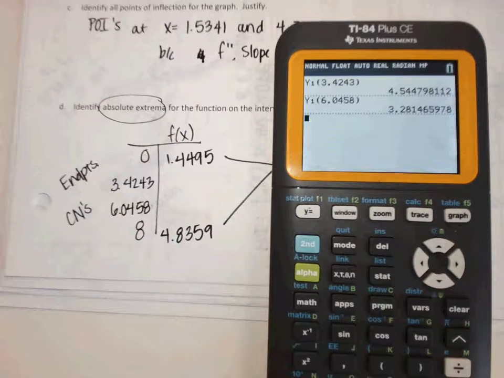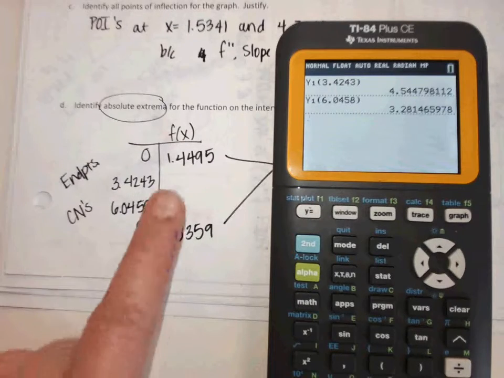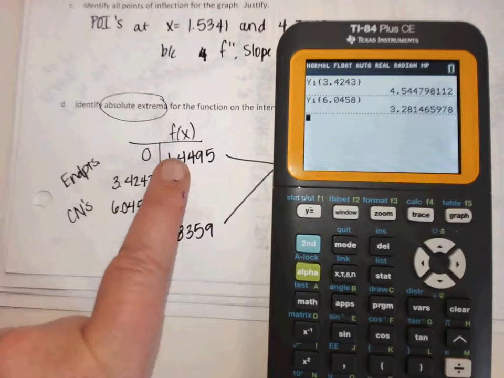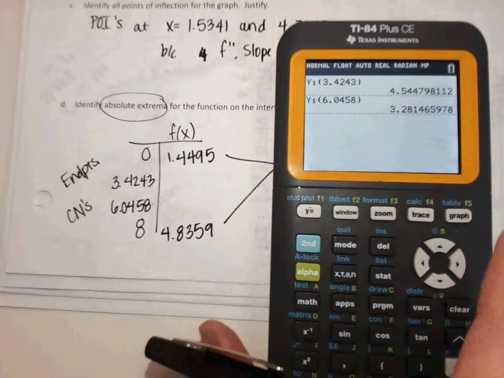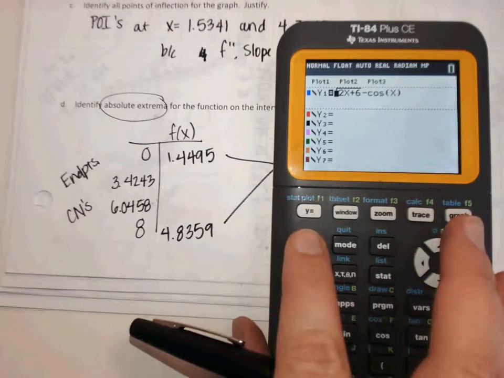Then which one out of all of them is the absolute max? 4.8, right? Because I got to include my endpoints as well. And then which one's the absolute min? 1.44. So my max was at this endpoint, my absolute min was at this endpoint. But remember, you have to plug into the original equation for a candidates chart. So just make sure you change your y equals or your numbers will come out wrong. It should say that. Back to the original.